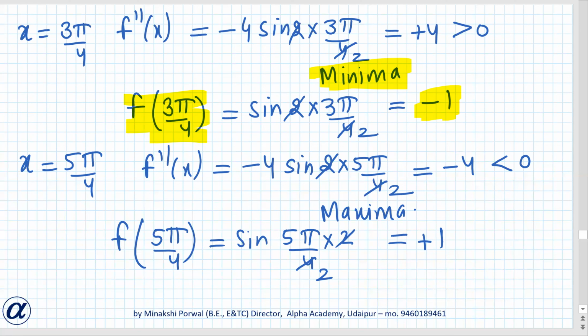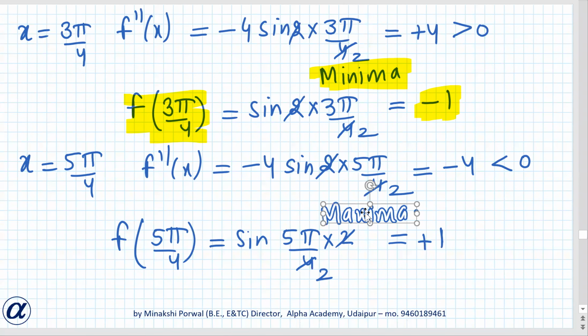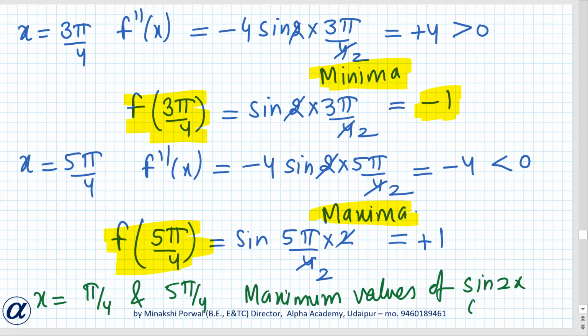Okay, so we have to find the maximum value here. So the maximum value occurs here also, and it occurs at 5 pi by 4. At the next point, 7 pi by 4, minima will occur again. So the question was where sine 2x attains its maximum value. Sine 2x attains its maximum value at x equals pi by 4 and 5 pi by 4. The maximum values of sine 2x occur there. This will be the answer.